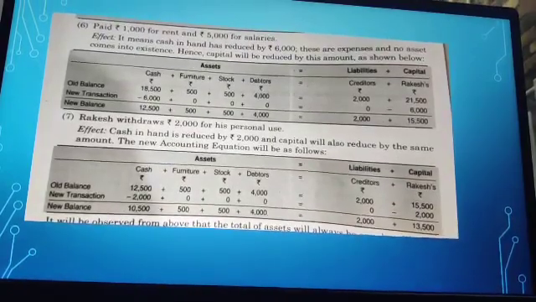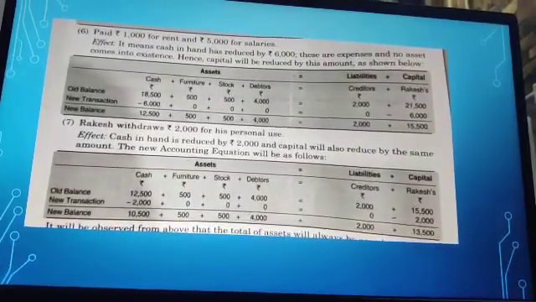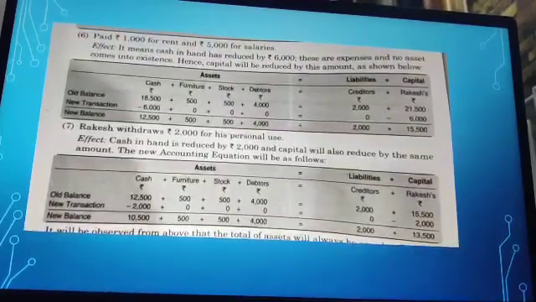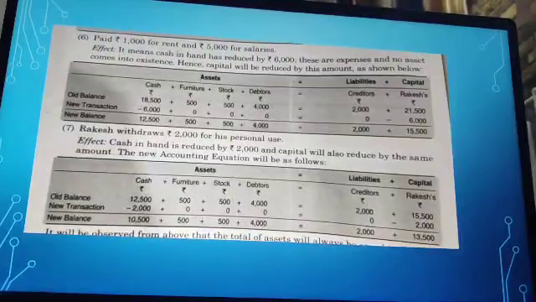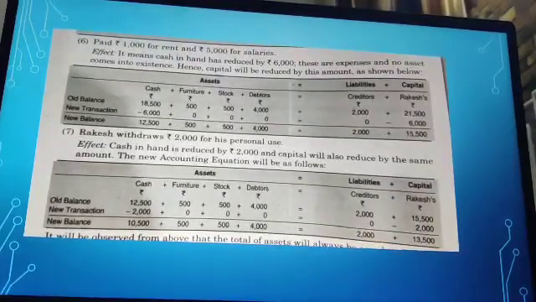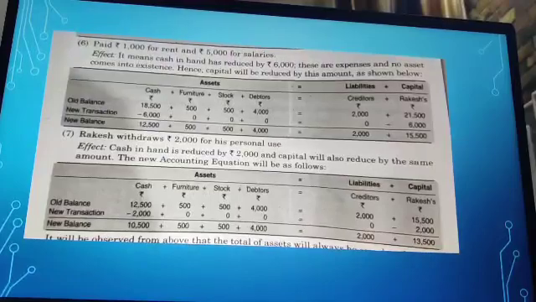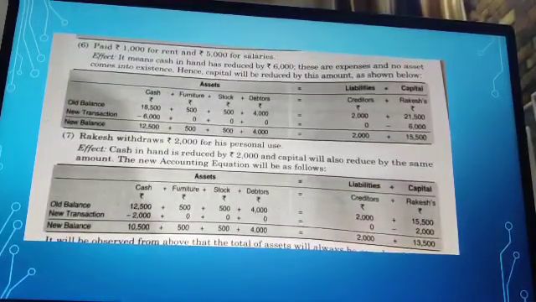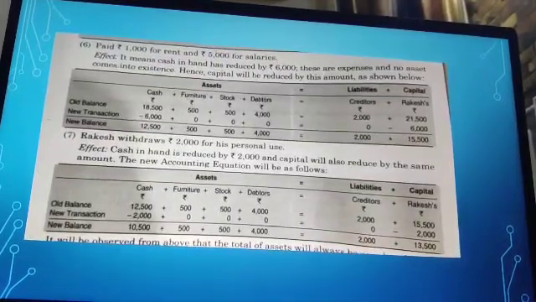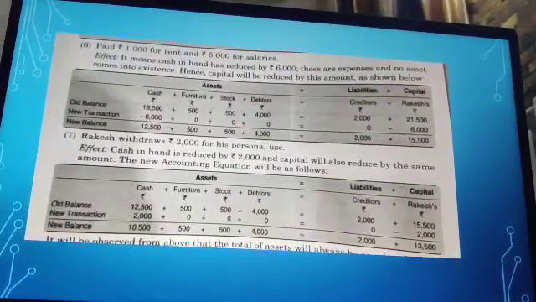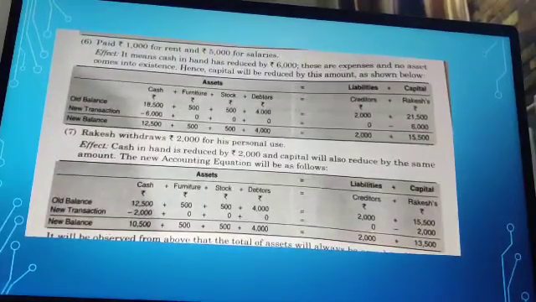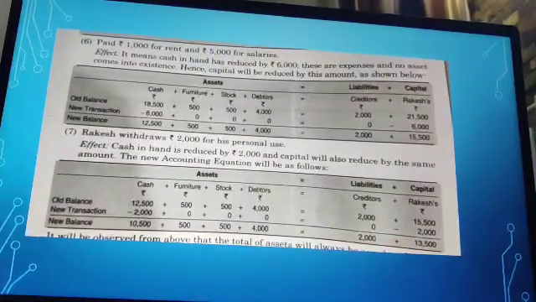Now, pay rupees 1,000 for rent and rupees 5,000 for salaries. Students, you all have to remember one thing. When we are considering our accounting equation, rent, salaries, commission, interest, they all are kinds of expenses. And all these expenses, we will be deducting from our capital. See here, cash in hand has reduced by rupees 6,000. These are expenses and no asset comes into existence. Hence, capital will be reduced by this amount as shown below.